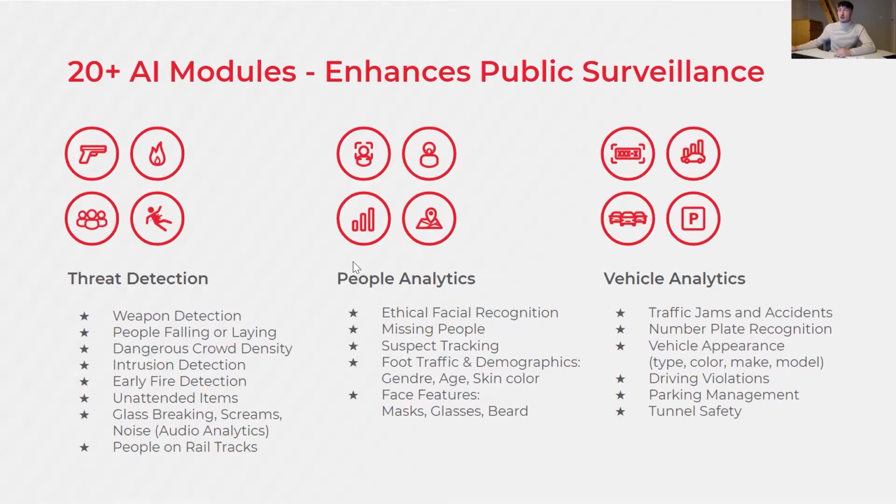In addition to obviously people analytics, there can be suspect tracking. When it comes into that search surveillance type, if there is a person that is wanted, kind of on the run, and so forth, you can upload a photo of that individual.